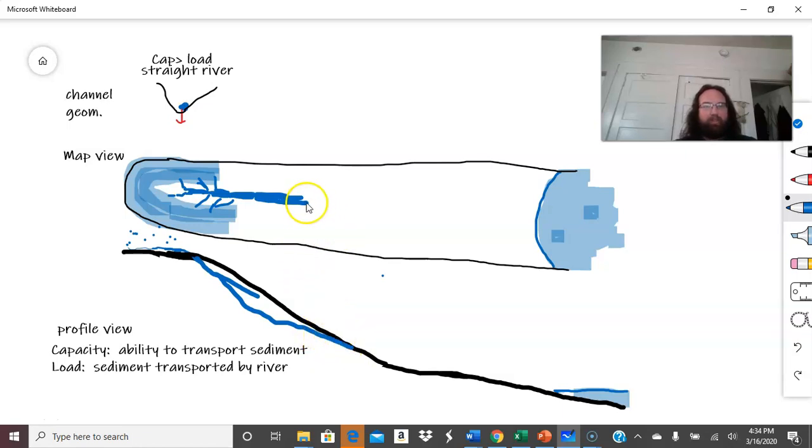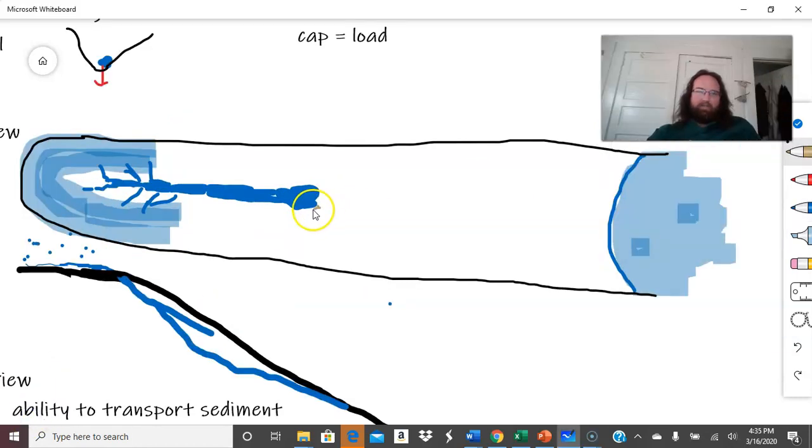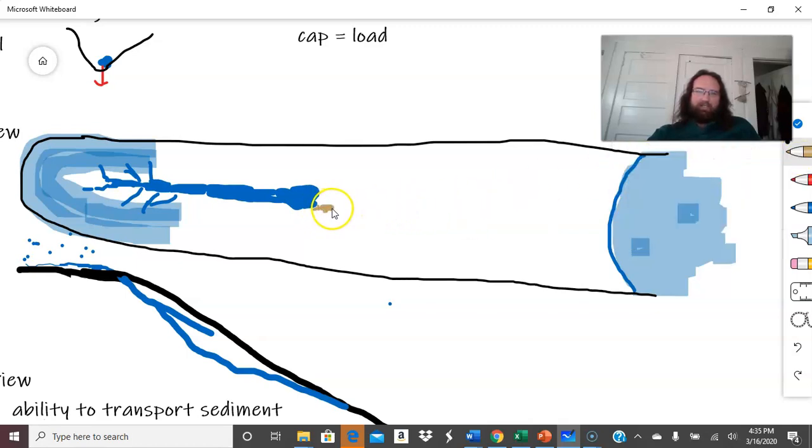If the river starts to flatten out, it gets to a point where its load is just a little bit higher, closer to its capacity. And when that happens, some of your sediment is going to start falling out of suspension here. You're going to start getting these little deposits here. Those sediment deposits are going to start to block the river, forcing it to kind of go around them.